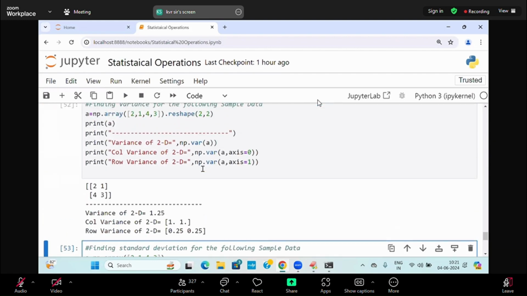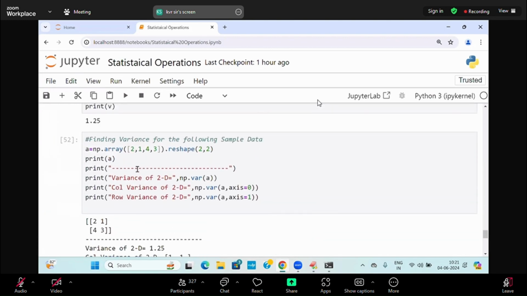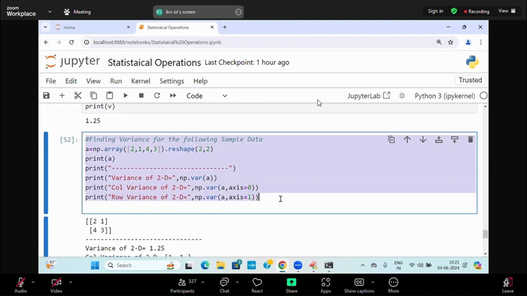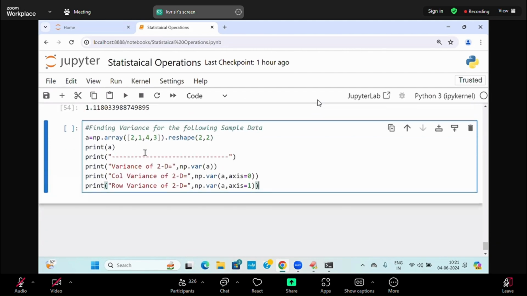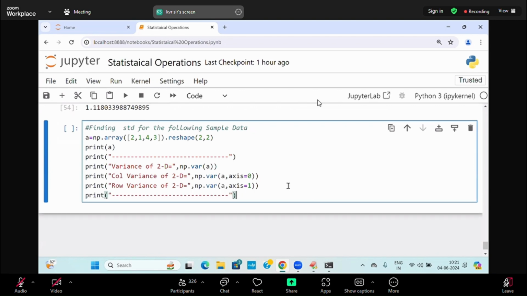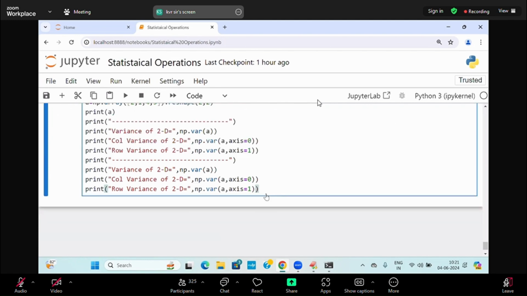Let us go to 3D related. The same example I'm going to apply for 3D. So go to the place here, find the STD for the following sample data. Variance is coming. Similarly, I will go for variance and standard deviation. Same to same, I will write it here.